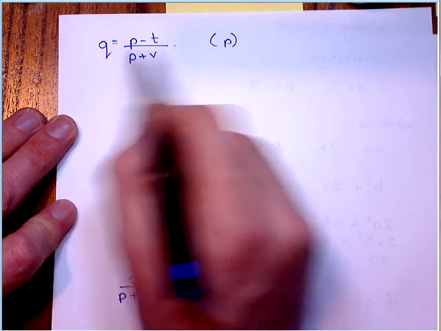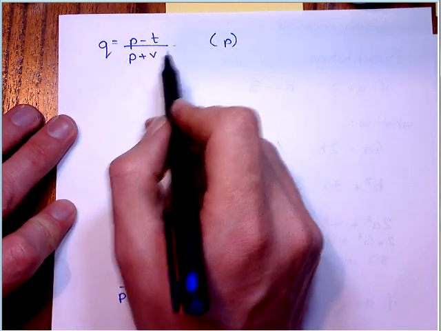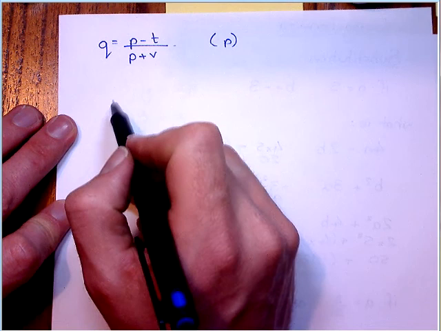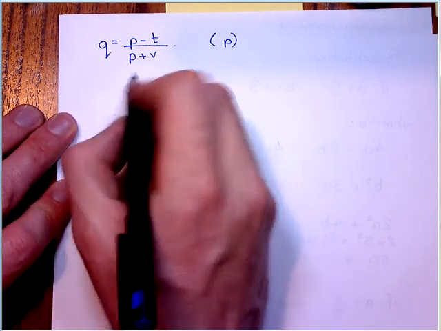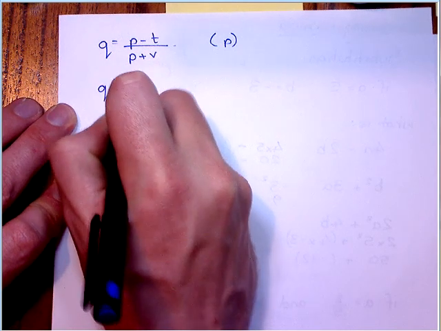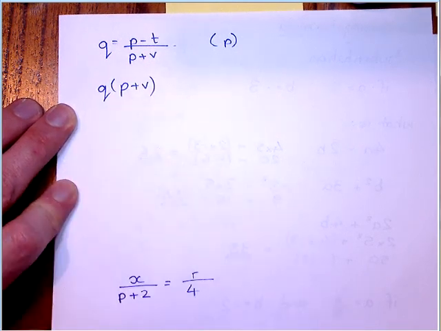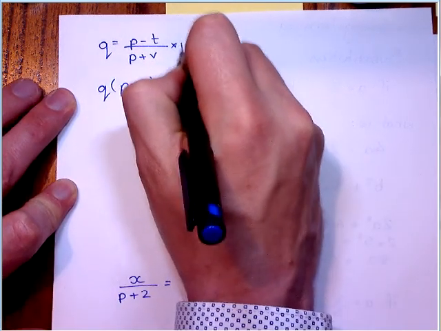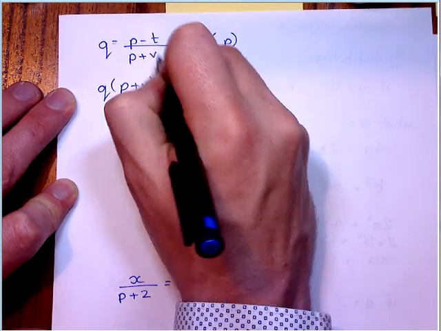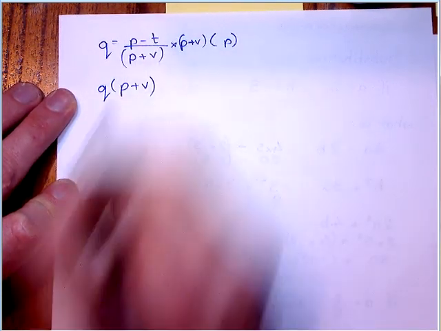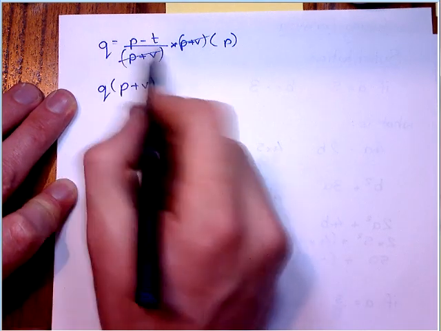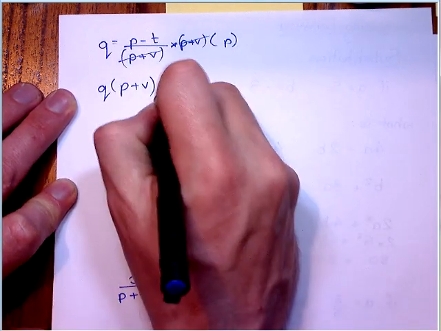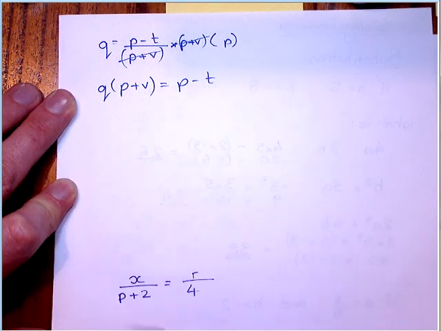So at the moment it's being divided. I'm going to get rid of that, get everything on one line, because it's definitely going to make it easier. So we can times by p plus v. So this side is being multiplied by p plus v. And if we multiply this side, I'll put it in brackets to make it easier, they will actually cancel each other out. We times to get rid of it.